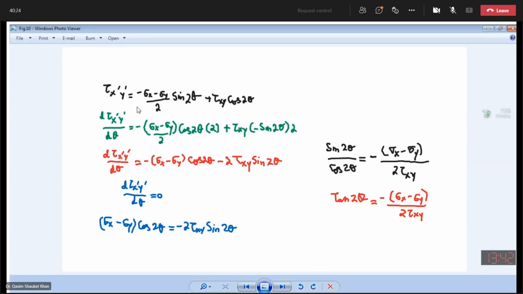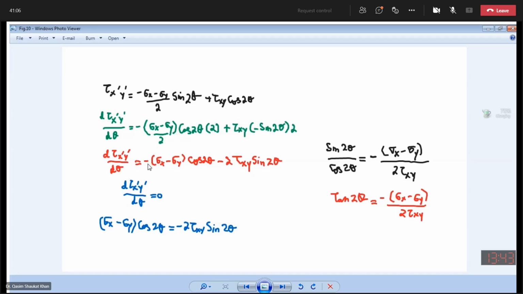Okay, so this is our equation number 3. Tau x dash y dash is equal to minus sigma x minus sigma y over 2 into sine 2 theta plus tau xy cos 2 theta. So the derivative of this equation with respect to theta is minus sigma x minus sigma y over 2. Derivative of sine is cos. So the sine 2 theta derivative is cos 2 theta into the coefficient 2. Plus tau xy. Derivative of cos is minus sine. So tau xy into minus sine 2 theta into the coefficient 2.